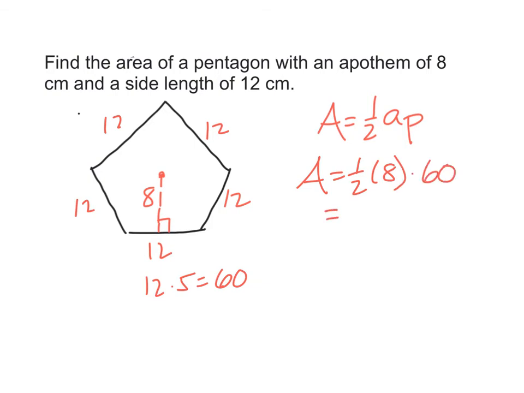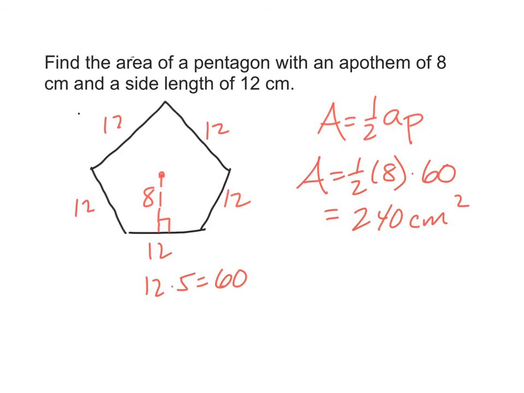Alright, so go through and figure out: 1/2 times 8 is 4, 4 times 60 is 240, and I think the unit is centimeters, so centimeters squared. Pretty simple in that case right there. Okay, and that's all you really have to do. Now, I'd be lying if I said that's the easiest, or probably the toughest one.